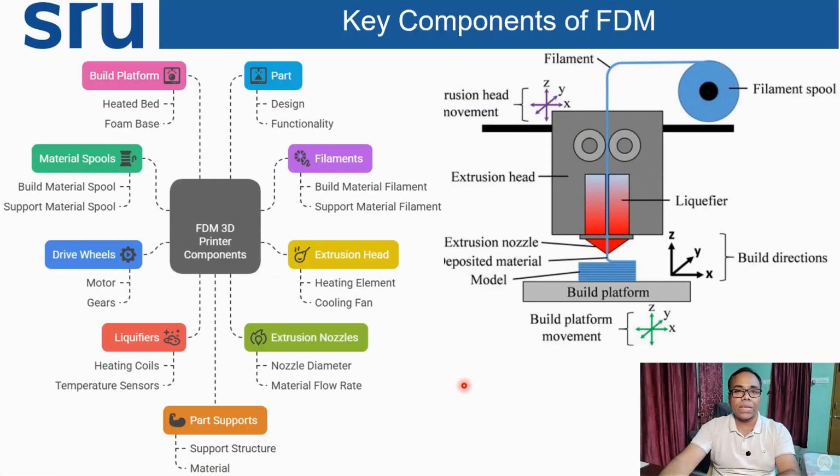Now coming to the major key components of the FDM process. Coming to the left side diagram, various components like the build platform, as we have discussed earlier, the printing will happen on the build platform only. Whatever liquid material comes out from the nozzle will be deposited on the build platform, so we have to give some heating also. That's why I have mentioned here the heated bed.